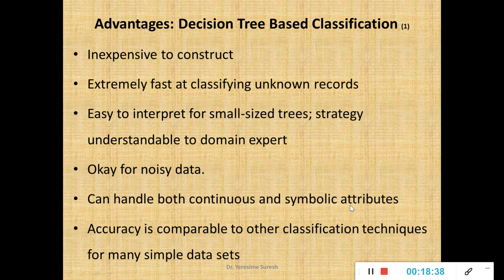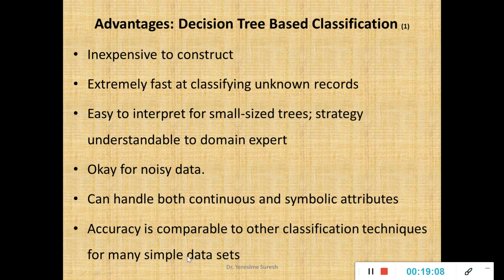Symbolic attributes are nothing but house owner, yes or no, or marital status of a person, whether it's single, divorced or married. So discrete attributes. And taxable income, the salary of a person, will be in numerical values, real valued numbers, which I call attributes of continuous or categorical. For all these instances, decision tree is applicable, and accuracy is comparable to other classification techniques for many simple data sets.